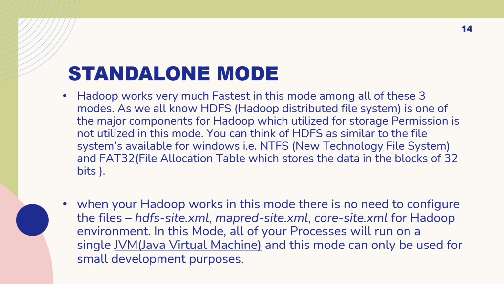that is NTFS, New Technology File System, and FAT32, that is File Allocation Table, which stores the data in blocks of 32 bits. When Hadoop works in this mode, there is no need to configure files such as hdfs-site.xml, mapred-site.xml, core-site.xml, etc. for the Hadoop environment. In this mode, all of your processes run on a single JVM, that is Java Virtual Machine, and this mode can only be used for small development purposes.